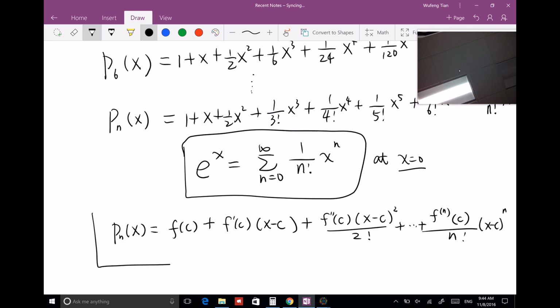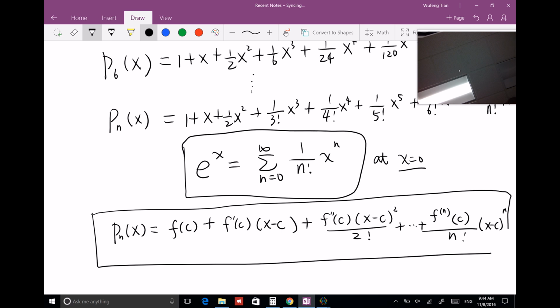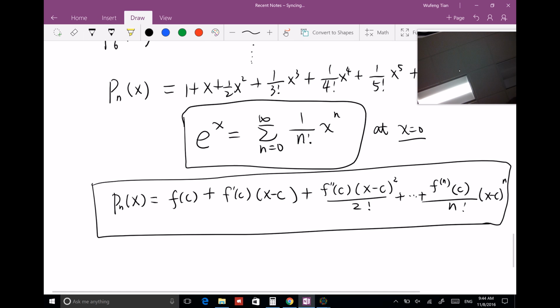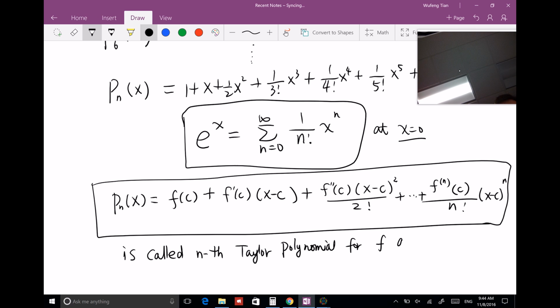So this polynomial, that's just a general point, is called the nth Taylor polynomial for f at x equals c.